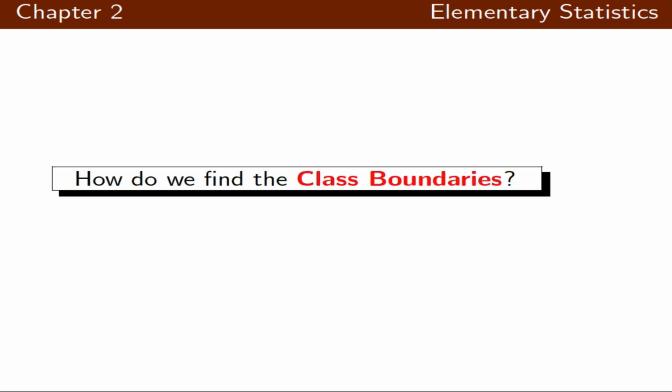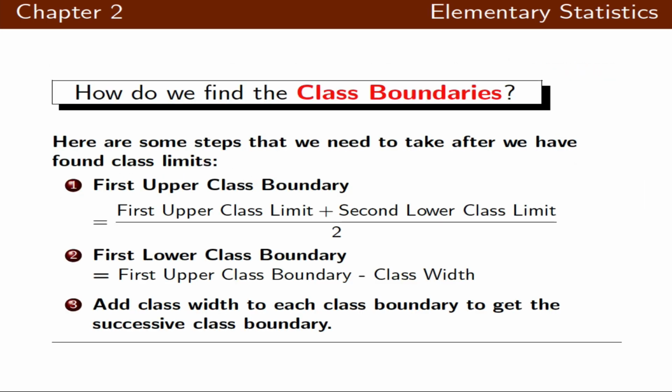Now let's work on class boundaries. The first upper class boundary will be the first upper class limit plus the second lower class limit, divided by 2. And then we subtract the class width from it to get the first lower class boundary. And after that, we keep adding the class width to get the successive class boundaries.